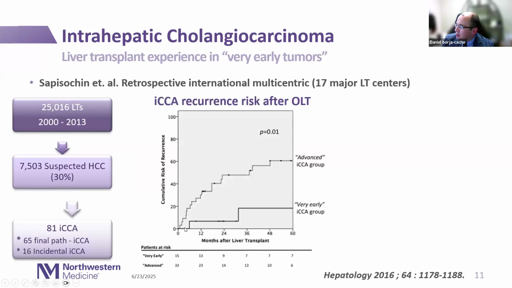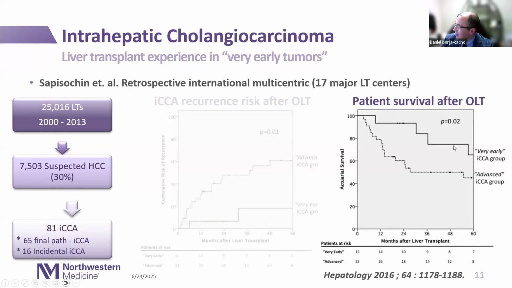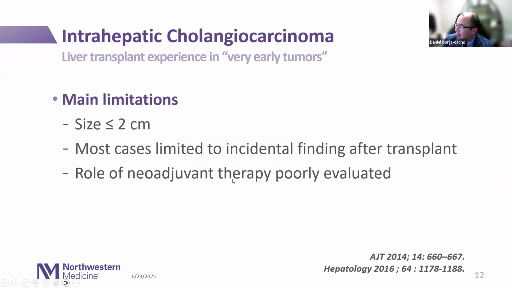At the end of the study, they showed that patients with less than 2 centimeters had a decreased risk of recurrence as opposed to patients with more than 2 centimeters. The 5-year survival in this very early, less than 2 centimeters, was about 70% as opposed to 50% in advanced group. This set up one of the early findings that patients less than 2 centimeters with cirrhosis should be transplanted.